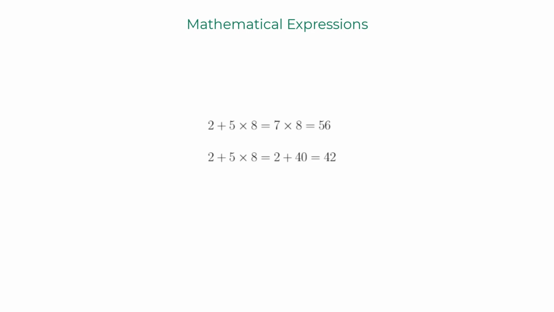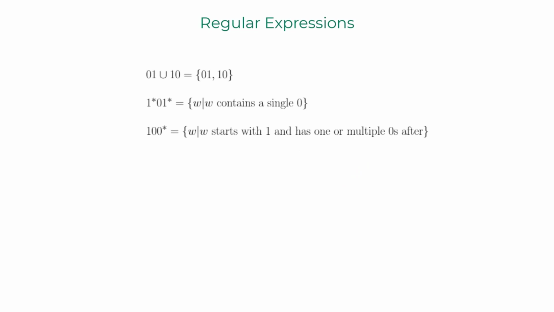For someone without the knowledge of operator precedence, it can be difficult in identifying the standard result while evaluating a mathematical expression like this. Multiplication has a higher priority in this expression, so the evaluated result would be 42. Same is the case with regular expressions.